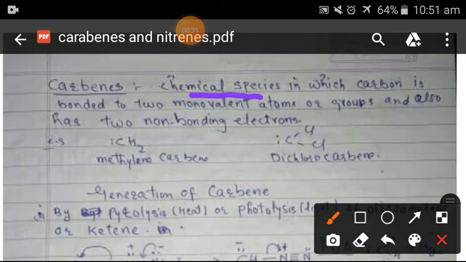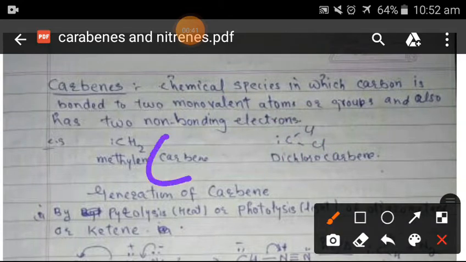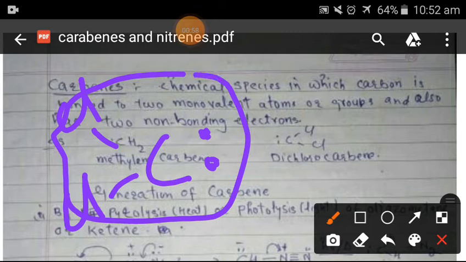A carbene is a chemical species in which the carbon atom is bonded to two monovalent atoms and also has two non-bonding electrons. So in a carbene, the carbon atom is bonded to two monovalent atoms and has two unshared electrons, or two non-bonding electrons. Clear? So overall the number of electrons present in this carbene is 6.